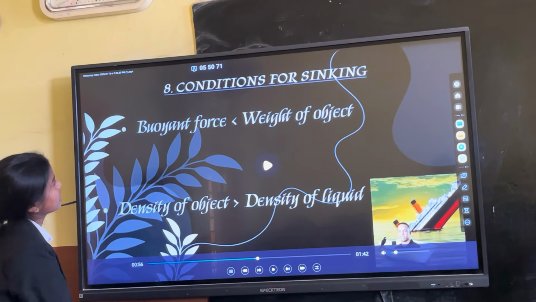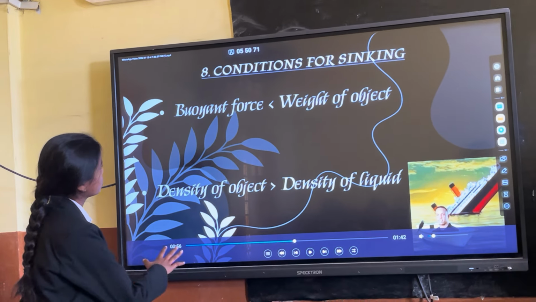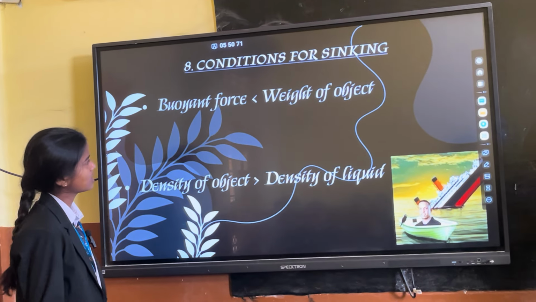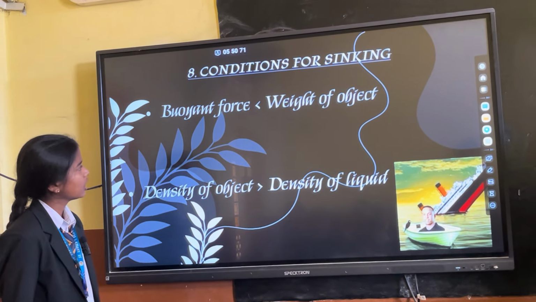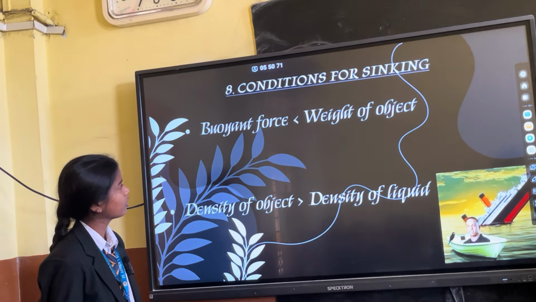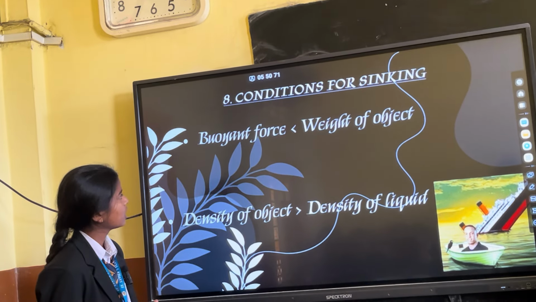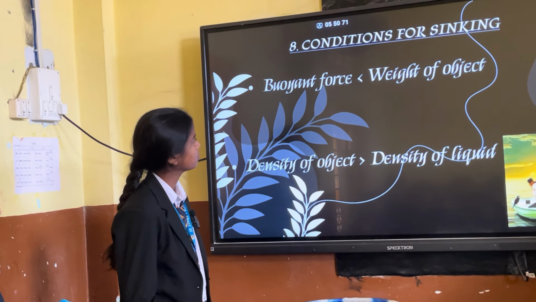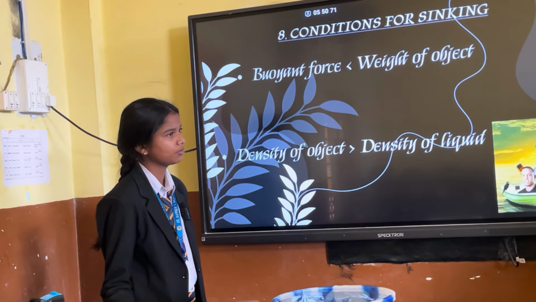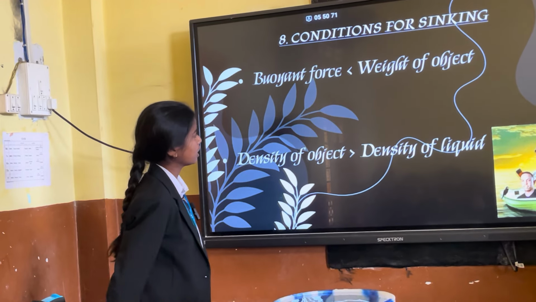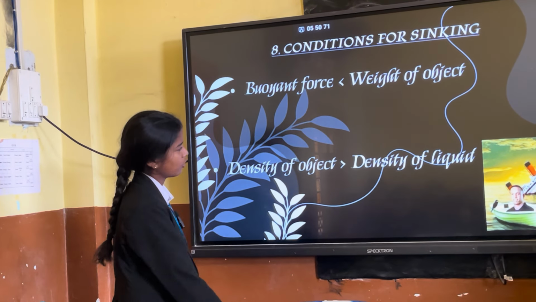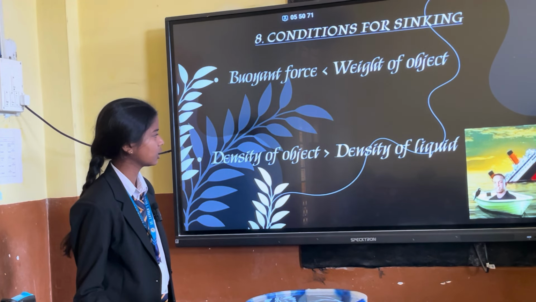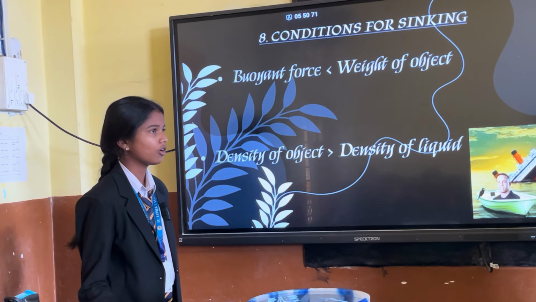And next is conditions for sinking. There are two conditions in which an object will sink. Buoyant force is less than the weight of the object. It means an object will sink in water if its buoyant force is less than the weight of the object, and the density of the object is greater than the density of the liquid.